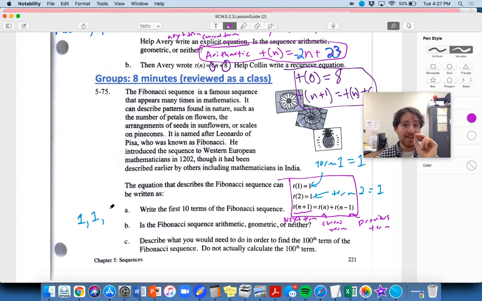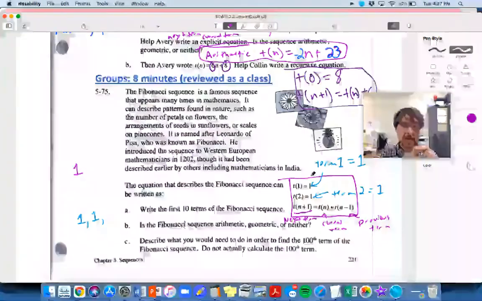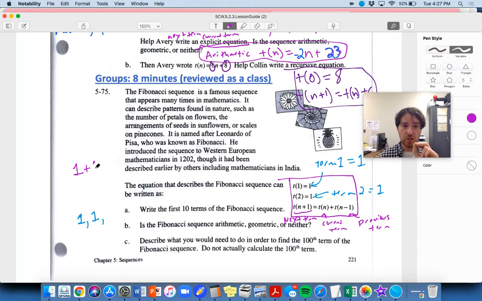Well, let's say term 2 is the current term. My current term is 1. I take my previous term, which is 1, and that's going to tell me what my next term is. 1 plus 1, 2, okay? So T of n plus 1, my next term of the sequence, is equal to T of n, which is 1 right here, and then the term before it, T of n minus 1. Add them together. That's what's going to tell us the next term of the sequence. So my next term here is 2, okay?